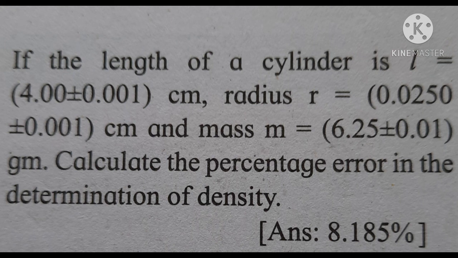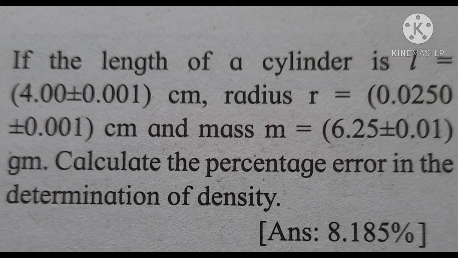In this numerical, the value of length is 4 plus or minus 0.001 centimeter. This means that its real value is 4, and the instrument with the help of which length is measured has a least count of 0.001 centimeter. It means that the possible minimum value that can be measured correctly is 0.001 centimeter. It means that the maximum possible error in the measurement of length is 0.001 centimeter.